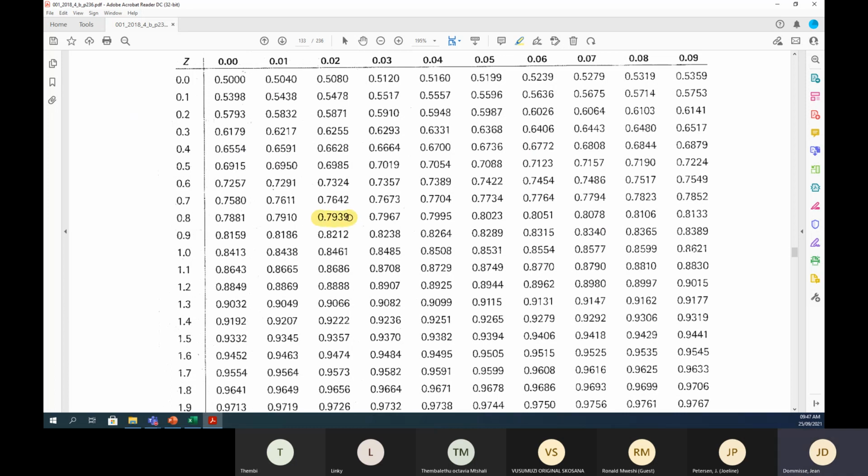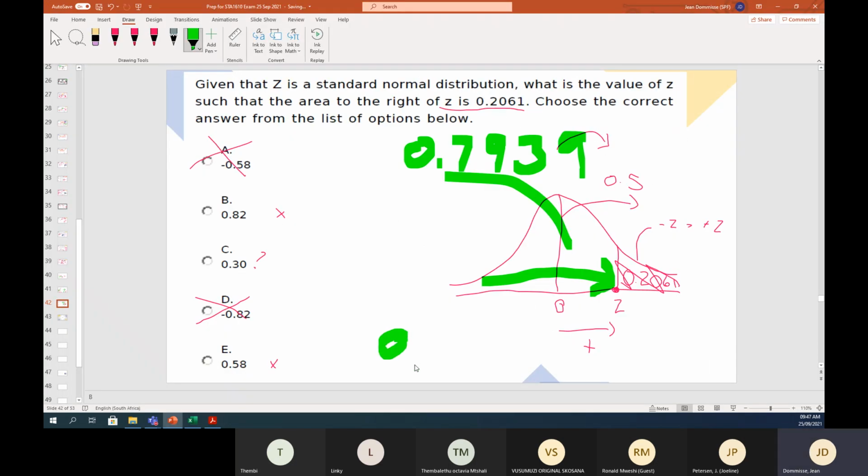7939, actually on the spot. And that is 0.82. Okay, which is that option. Okay, so that is the one way.